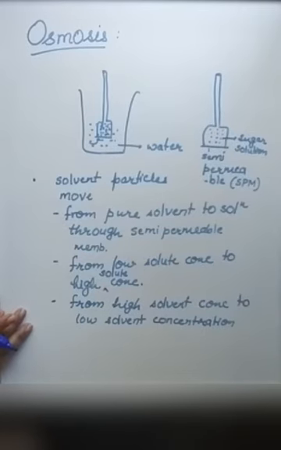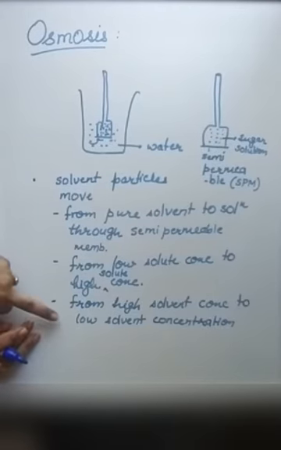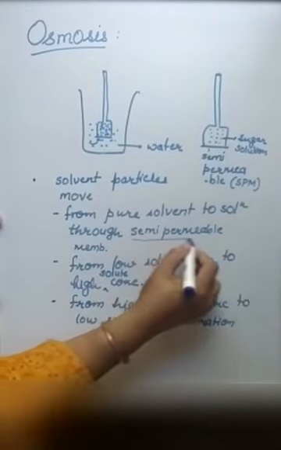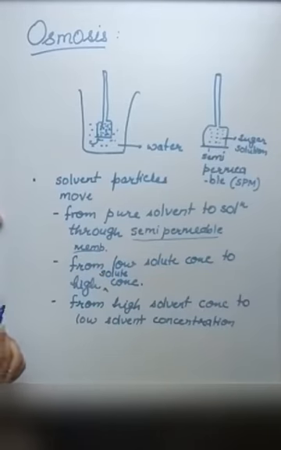So what is it? Only solvent particles move from low solute concentration to high solute concentration, or from high solvent concentration to low solvent concentration, through SPM, through the semi-permeable membrane. Without a semi-permeable membrane, it is not considered to be osmosis. So we will see what is SPM, what is a semi-permeable membrane.